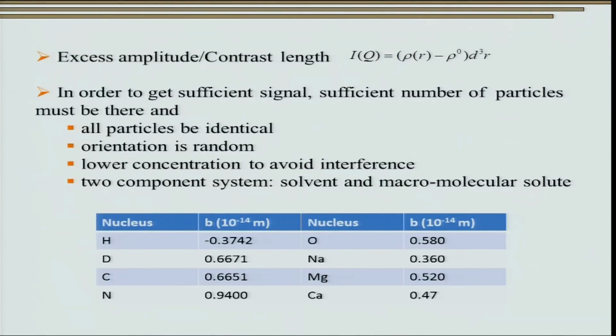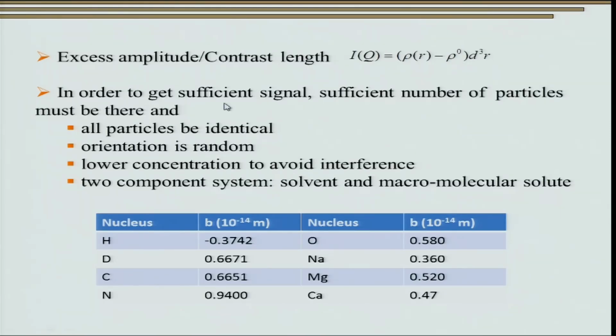So, you see that we do have an excess amplitude or contrast length. This is very important. This is what we want to maximize. In small angle X-ray scattering, in order to get an estimate of the shape as well as size of the particle in the solution, we need to maximize the contrast, right. I would like to remind you that the scattering density rho is equal to summation b i over V into d cube r. So, what we get over here is actually a contrast length, and this is the term on the right hand side which we want to maximize.